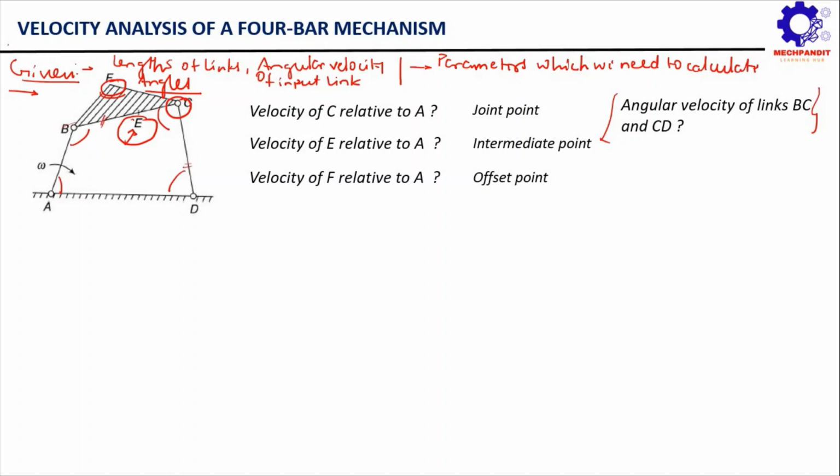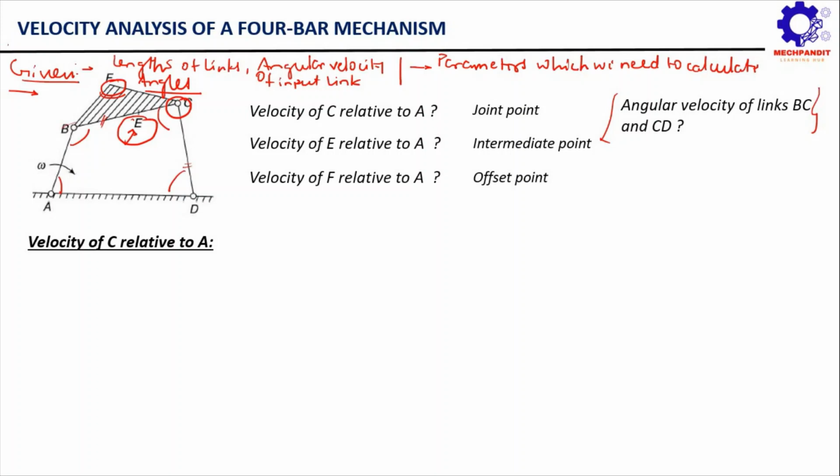Now let's move ahead and see the process for computing these velocities using the graphical vector approach. Here we will try to understand the process first, and later on we will assume certain numerical values for the link lengths and also these angles, and at the same time this angular velocity, to compute the actual velocities of points C, E and F. But right now let's first try to understand the process.